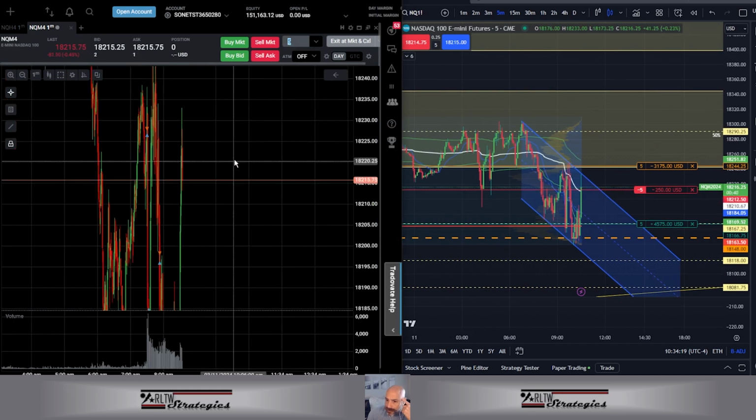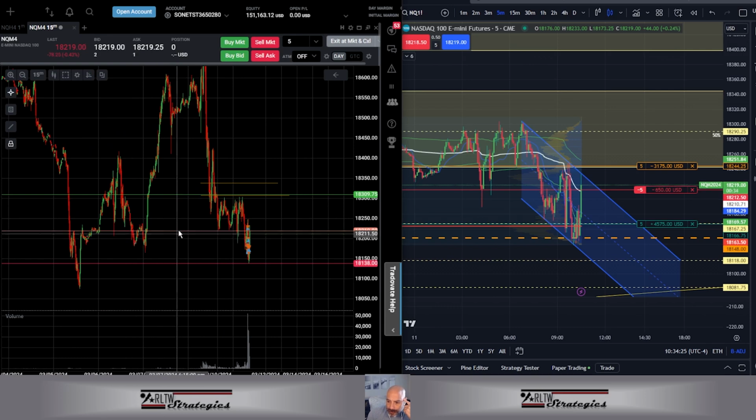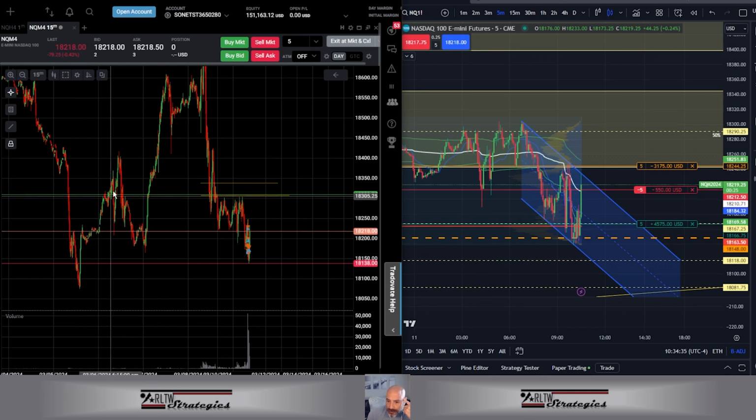This area is acting like resistance. So if we move this to the 15-minute, you'll see it right here. This level right here is where price is at. It was resistance here, broke through it, stayed here, touched it as support, worked as support, broke through it, right? And then it came back down, tested it right there, and now we're at the bottom of that consolidation range from this morning.